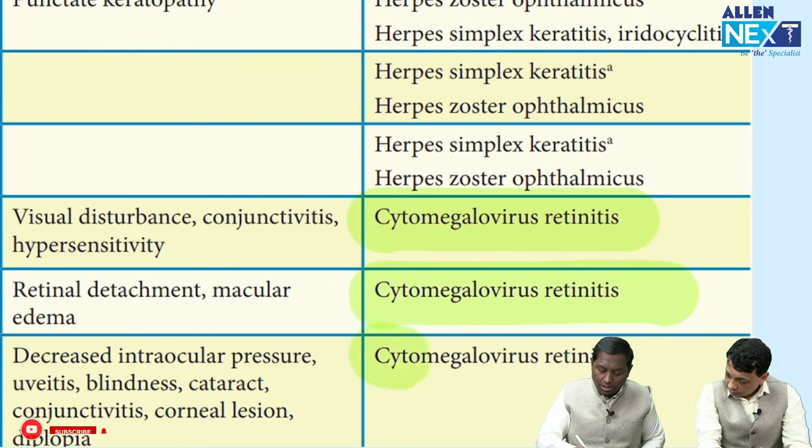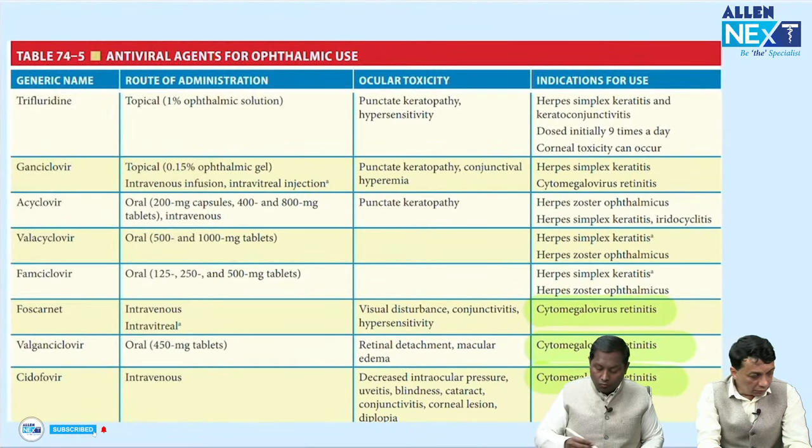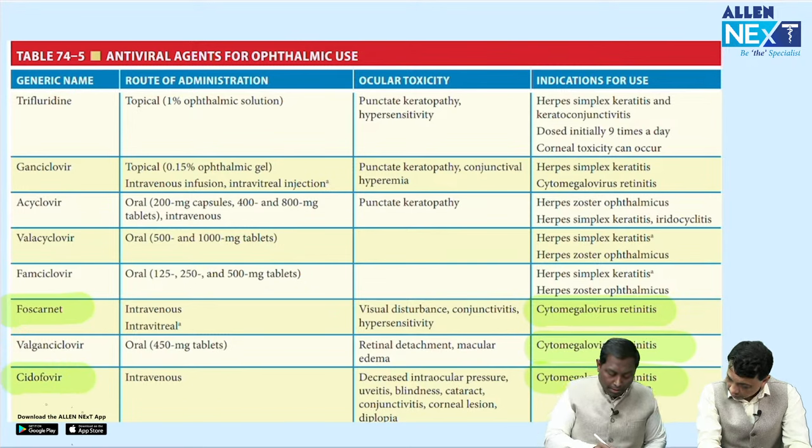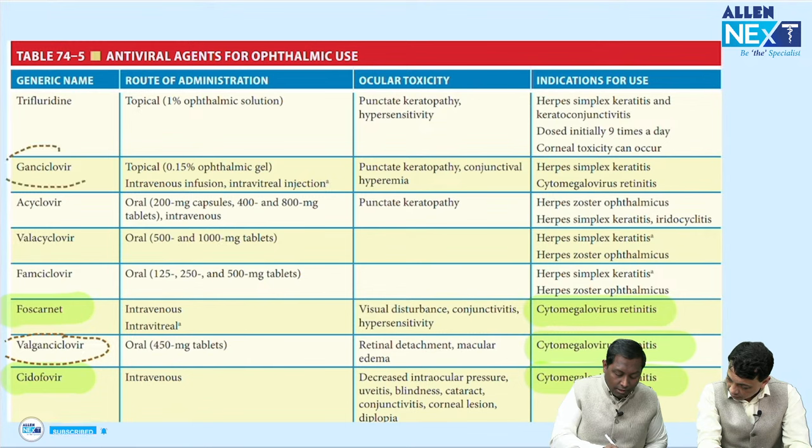These are the four drugs that I was mentioning to all of you, one of which is foscarnet IV, then cidofovir, also IV. Next, that I was telling you, is none other than valganciclovir. This is the only oral agent. We have ganciclovir as well, which is given topically or IV.